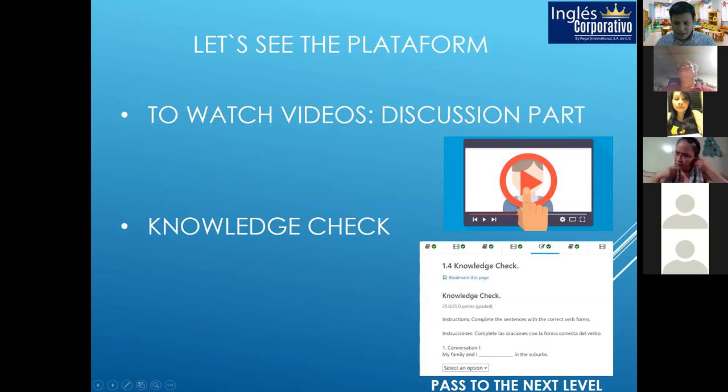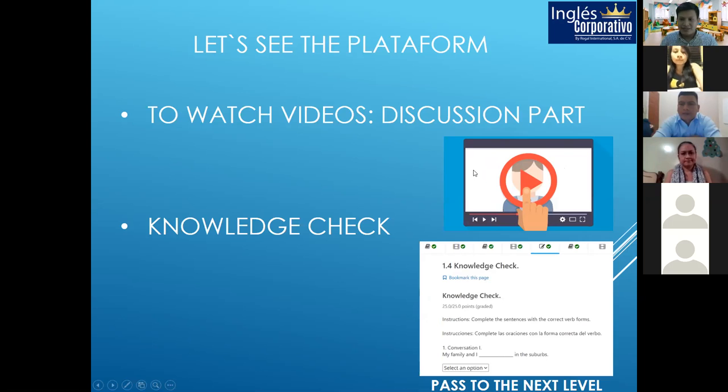Okay, let's see. Why is it important to enter the platform? ¿Por qué es importante entrar a la plataforma? Because you have to pass the next level. If you want to pass to the next level, you have to pass all of this. Yes? One of the advantages is you can do it as many times as you want. Pueden hacerlo tantas veces. No hay límite. Eso es. Okay, that's good.